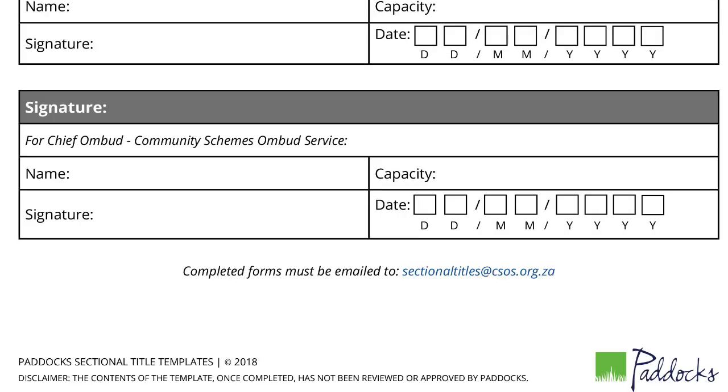After reviewing the amended rules, and should the Chief Ombud be satisfied with the contents of the rules, the amended rules will be approved by the Chief Ombud by the completion of the Form B and the issuing to the body corporate of a certificate of approval. The amended rules are only in operation on the date of the issuing of the approval.